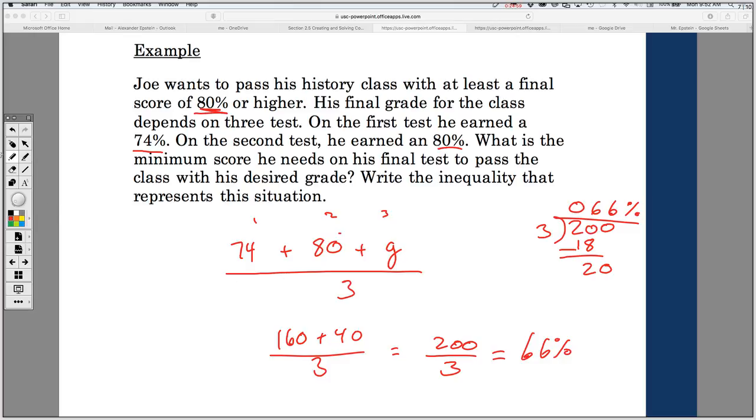So when I work this out, what did I get? What does the 66% represent? The average. What do I want it to be? 80. So instead of working it out like an expression, I'm going to just put it over here. I'm going to put not 66, but what this means. I want to find 80. So I'm going to put 80 right here. Now I need a comparison.